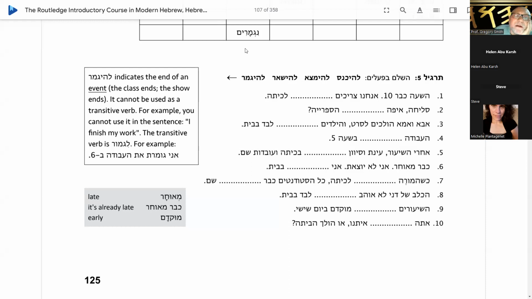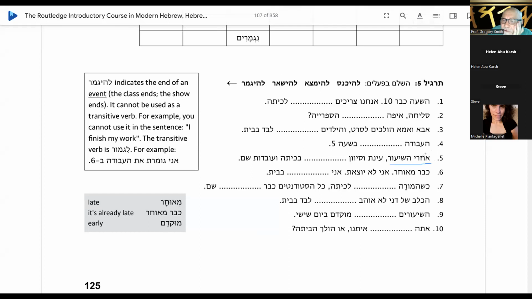Okay, so now we're on number 5. We have acharei hashiur, so after the class. Okay, Einat. This is a proper name here. I've seen this before. So it's like a net. E-I-N-A-T, Einat, and I'm almost certain it's masculine. And it looks like Einat v'Sivan. Now this is a proper name here too. Sivan. So Einat is a proper name, Sivan, and then that Vav in between means and. So you've got Einat and Sivan.